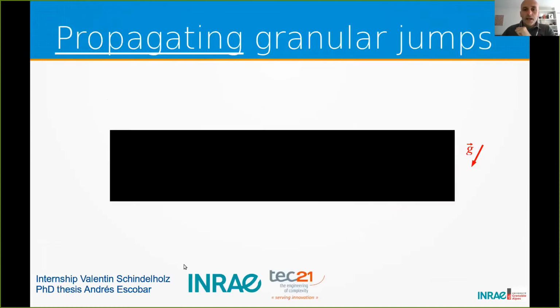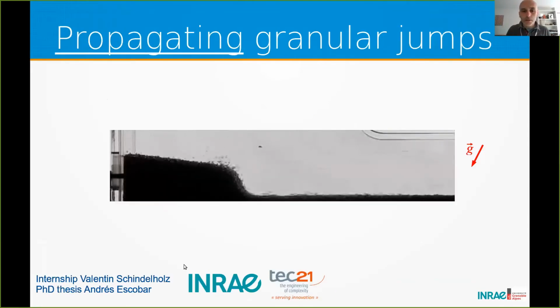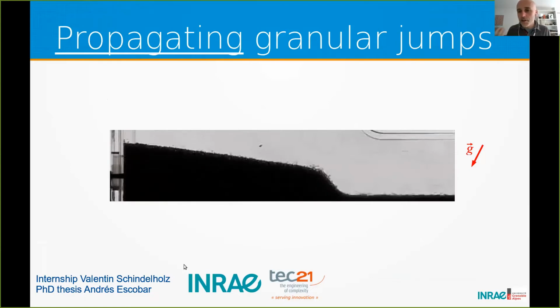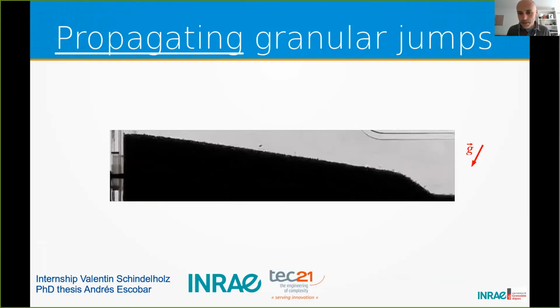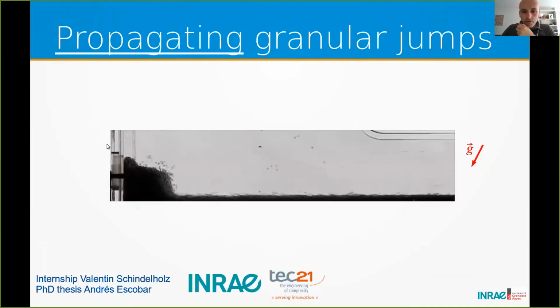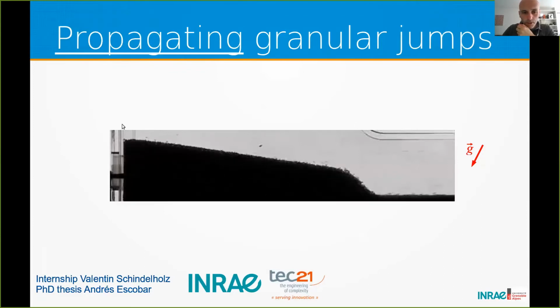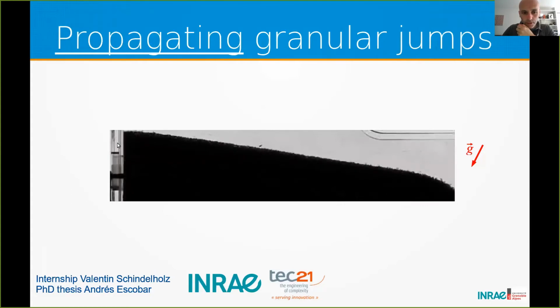So, okay, now I will move from a kind of idealized situation, the standing jump, to a situation which is more common, which is the propagating jump. So here you have a flow going down a slope and meeting a wall, and you close the chute at the end. So a jump is formed and propagates upstream.